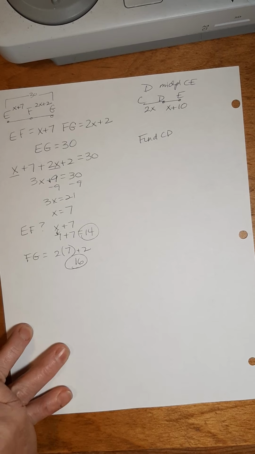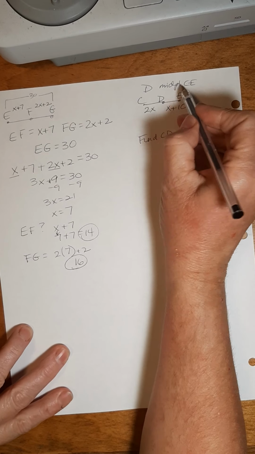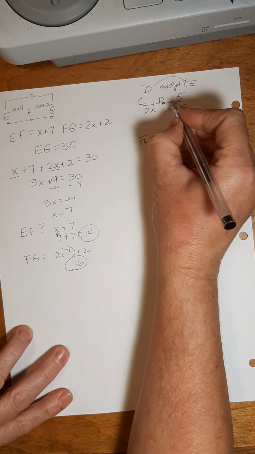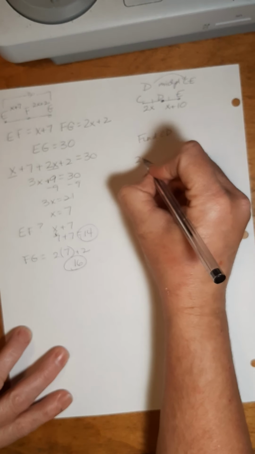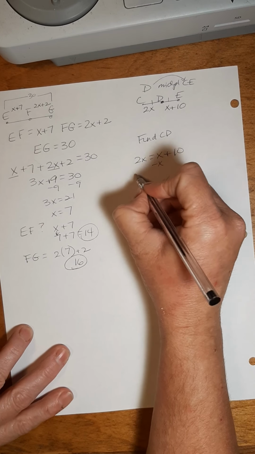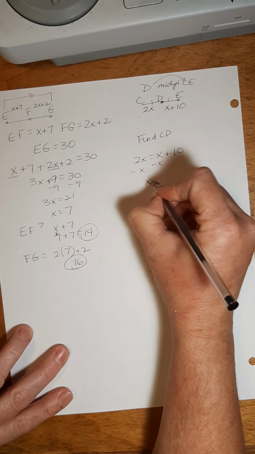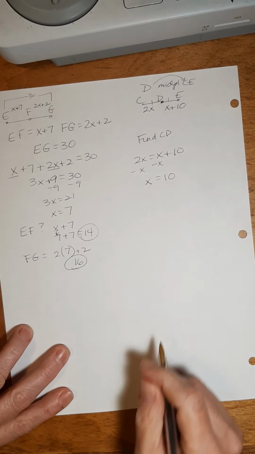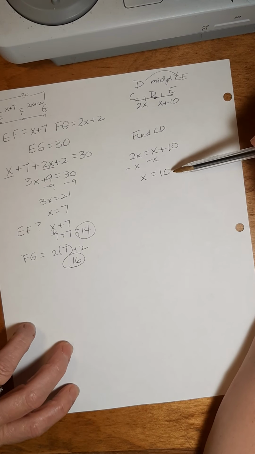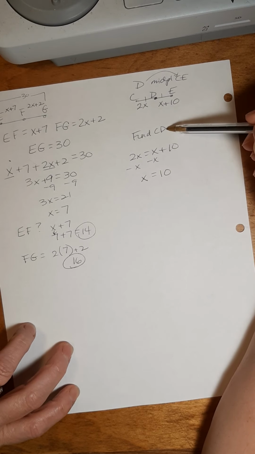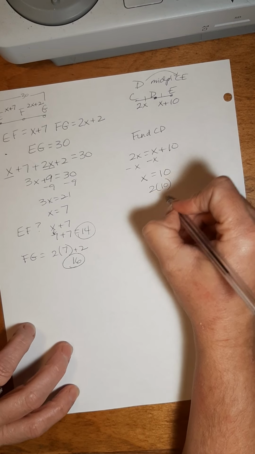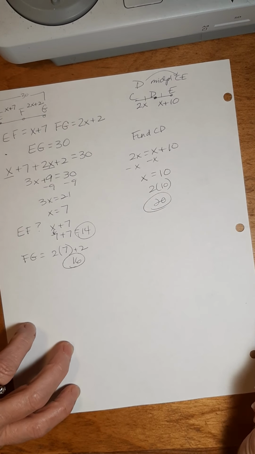Well, first you can find x, because if D is the midpoint of CE, then D is cutting it in half. So 2x equals x plus 10. Subtract the x. X equals 10. And don't forget, you're not done. You have to plug it back in. So if you want to find CD, which is 2x, 2 times 10, 20.